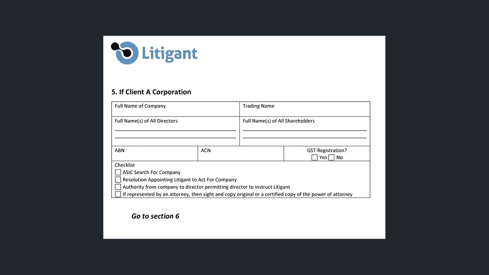Where the client is a corporation, it is useful to obtain certain additional information about who the directors are and who the shareholders are. That is necessary in case it might become appropriate to criticize some of the conduct of the directors involved or the shareholders. And if the conflict search was not done early on, a situation may arise where the lawyer would need to withdraw at short notice. Additional information needed includes the need for an ASIC search, a resolution that appoints the lawyers to act for the company, an authority from the company permitting the relevant director to provide the instructions to the lawyers, and so on.